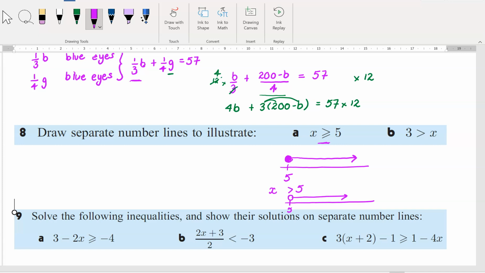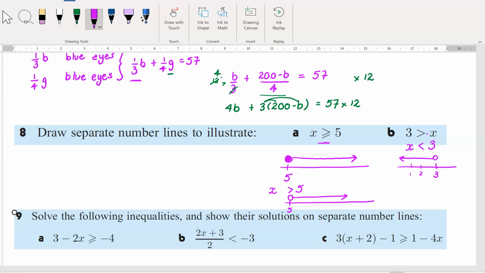Right, now 3 is greater than x. Notice the small point is pointing at the x, so the other way to write that, these mean the same thing: x is less than 3. So here's 3. x is less than, so it can be 2, it can be 1, it can be 0.1, it can be negative, whatever. But it's not equal to 3, so it's a round dot and it's going that way.